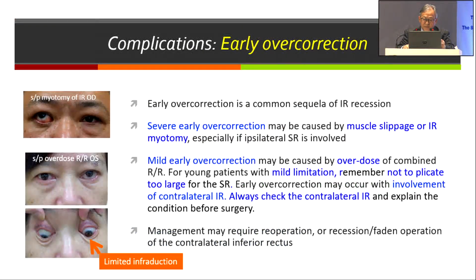Next, we will talk about the complication. Early overcorrection is a common sequela of inferior recession. Severe overcorrection is commonly caused by muscle slippage or IR myotomy. Mild or early overcorrection could be caused by overdose of combined R and R. For younger patients with mild limitation, remember not to plicate too much for the superior muscle.